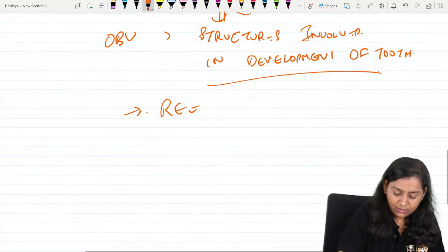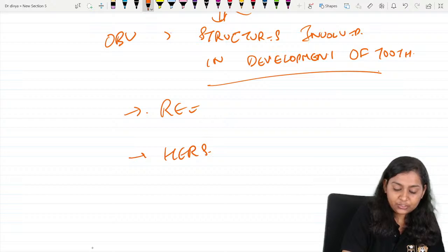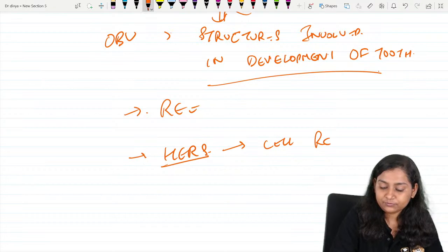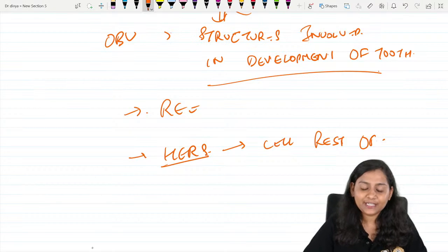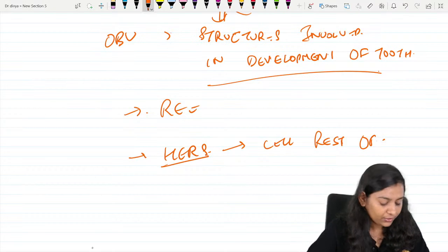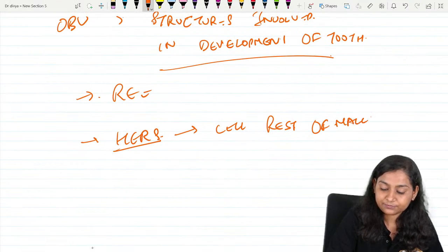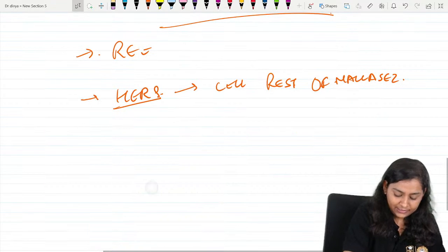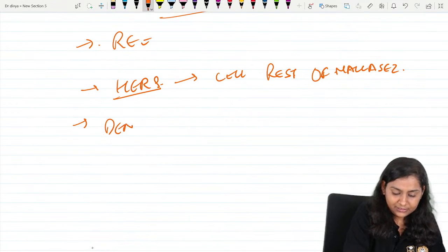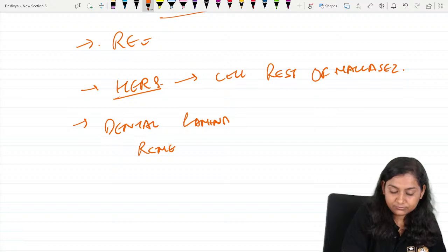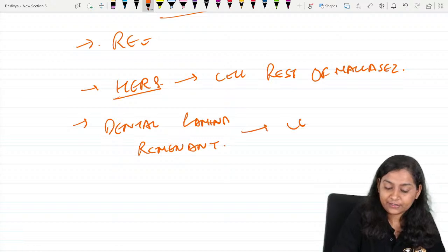Remnants of HERS. What are the remnants of HERS called as? It is called as cell rest of Malassez. So I think you guys just have finished your DADH, so you can answer me on the Telegram. Remnants of HERS, it is called as cell rest of Malassez. While dental lamina remnants are called cell rest of Serres.